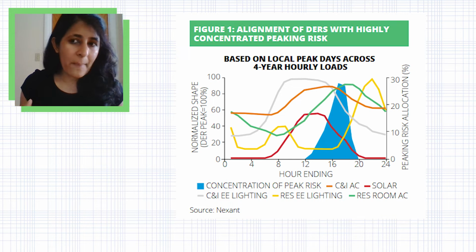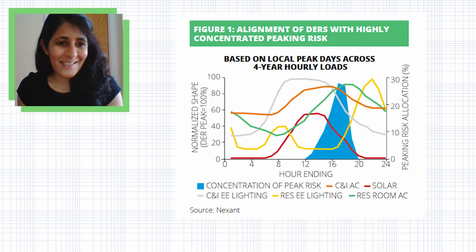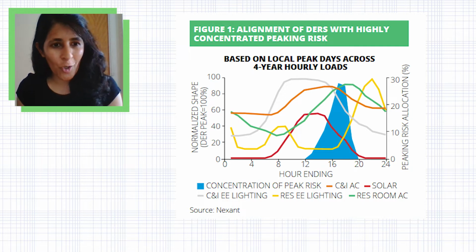And the key thing to remember is that the grid needs to be designed to accommodate the worst case scenario. So it needs to be designed for that maximum peak on the system. And so the higher that peak is going to be, the higher your infrastructure costs are going to be.